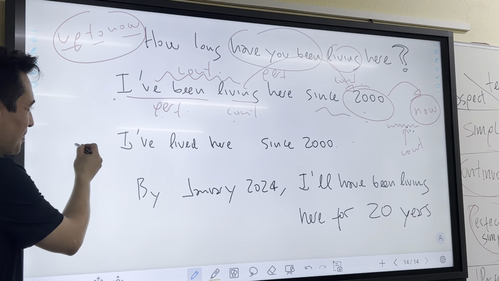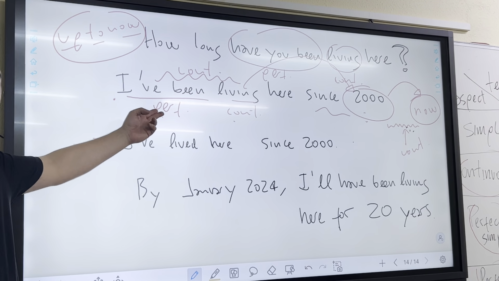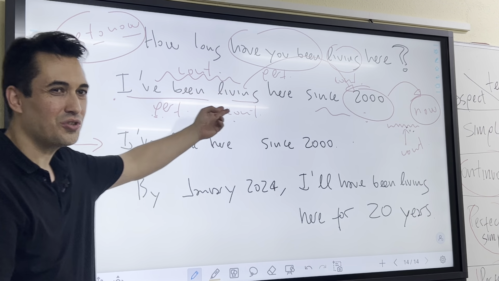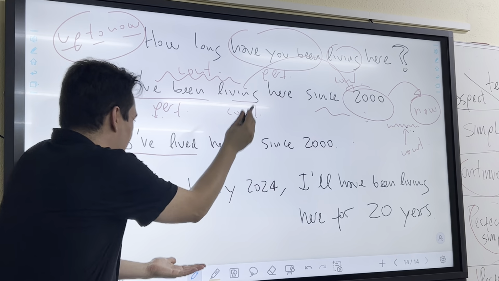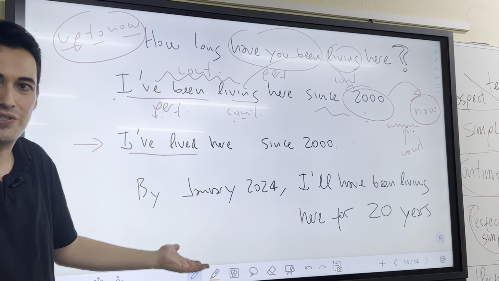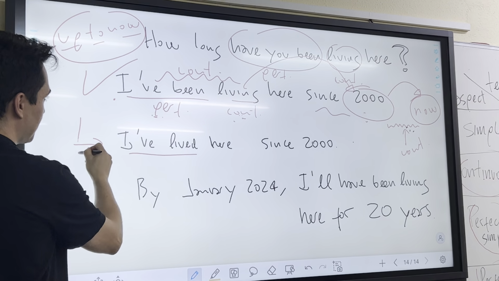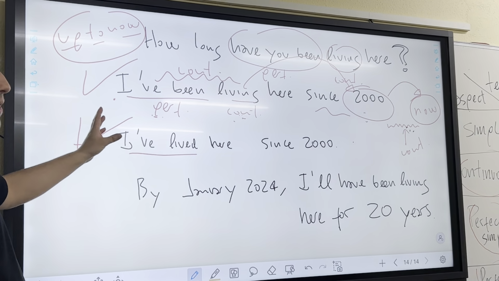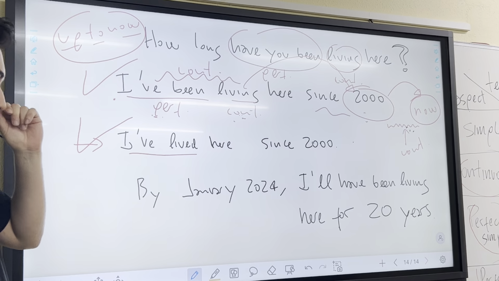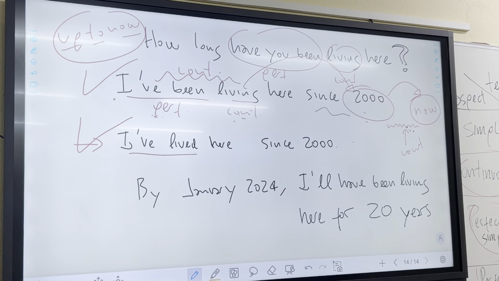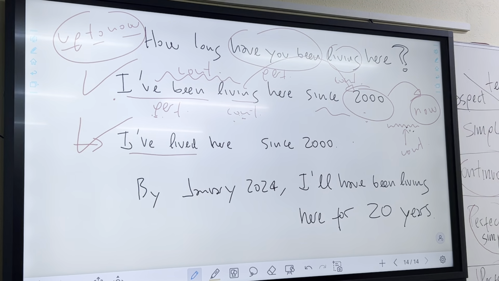However, can you also forget about the combination of perfect and continuous, and just use the present perfect? I've lived here since 2000. Yes, you can. This is correct, and this is correct. And both of them express roughly the same idea, yeah? An action continuing up to another point in time.